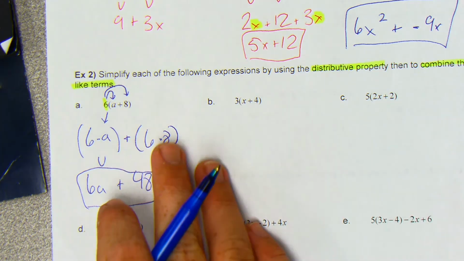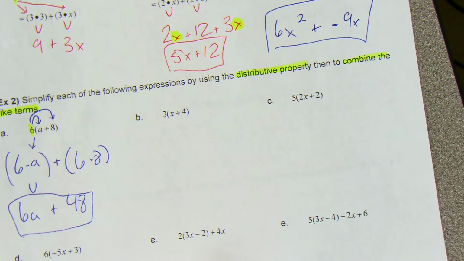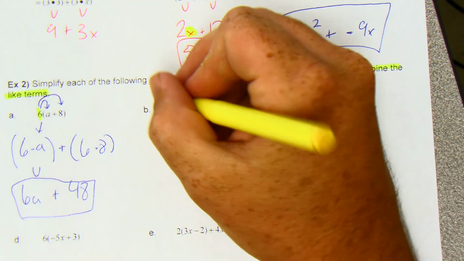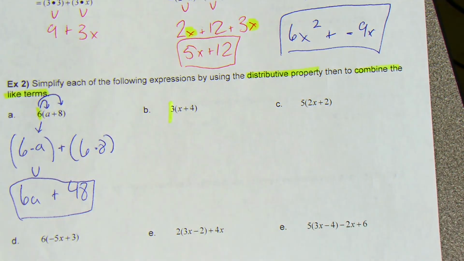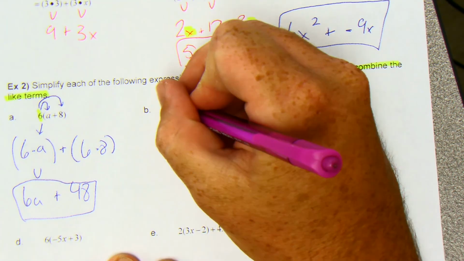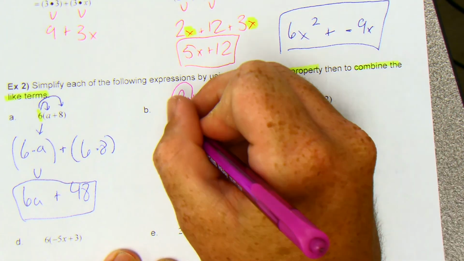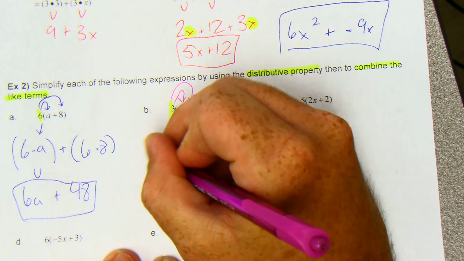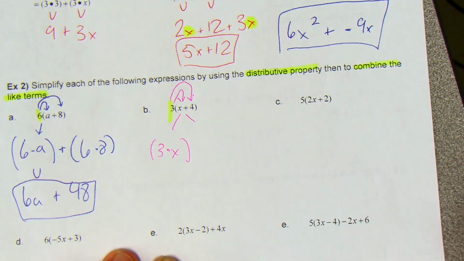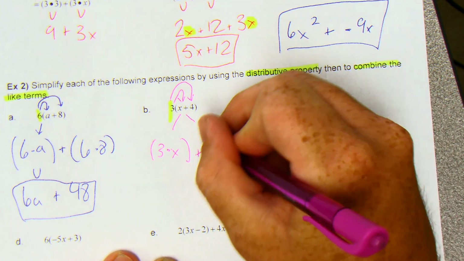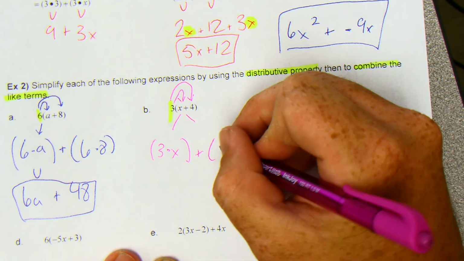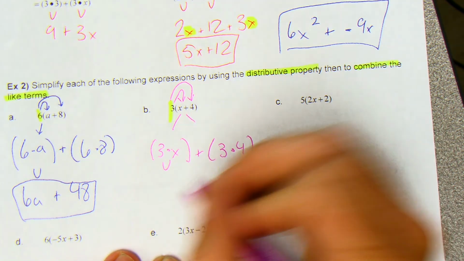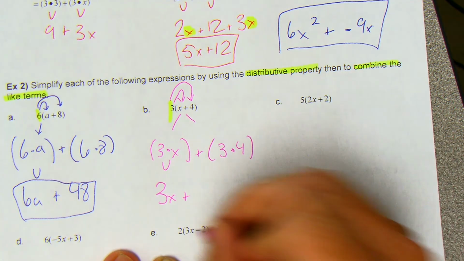All right, let's move on to 2b. It says 3 times x plus 4. I'm going to highlight the 3 because I've been highlighting the number I'm going to distribute into the parentheses. So I'm going to distribute this 3 into the x and into the 4. So down here, I'm going to make my two multiplication problems. My first one is going to be 3 times x, because that's what's first in the parentheses. Then I'm going to do plus, make more parentheses, and my second multiplication problem is going to be 3 times 4.